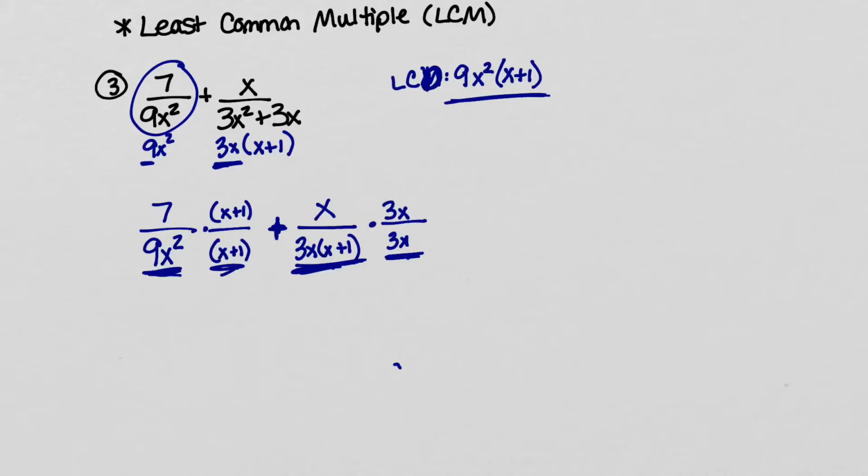All right, so this fraction right here, the first one becomes 7 times an x plus 1 over 9x squared times x plus 1. And then this is going to be added to 3x times x, which would be 3x squared, over 9x squared times x plus 1.